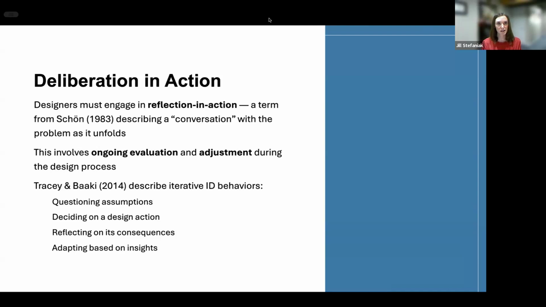And I think that this is really timely as we're looking at what it means for generative AI, and what the affordances of generative AI are. If I'm an instructional designer, perhaps I want to come up with a case study or an activity for one of my classes, and I'm typing in some prompts. This is where Tracy and Baki's list of iterative ID behaviors is really critical to that process, because it requires me to think about how intentional I am being as a designer, as an educator, and what the implications are of the design decisions that I'm making.